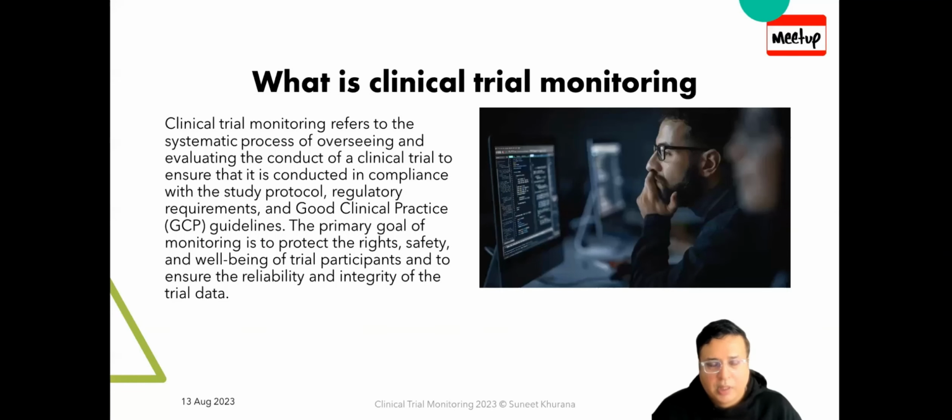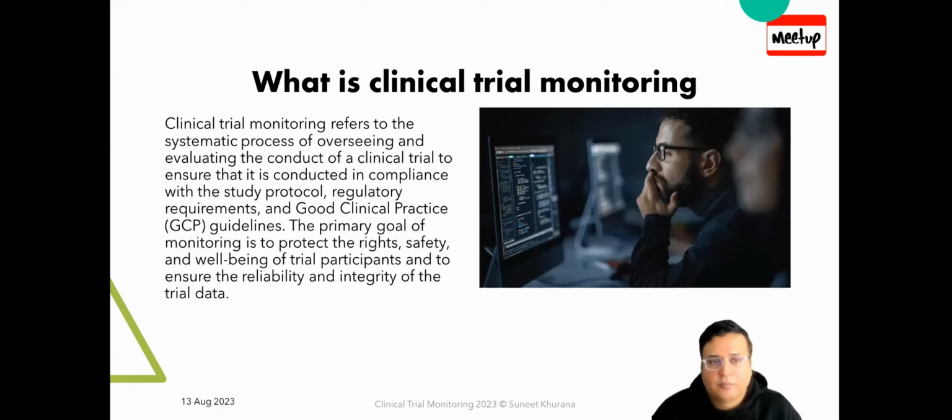So, trial monitoring refers to the systematic process of overseeing and evaluating the conduct of a clinical trial to ensure that it is conducted in compliance with the protocol, regulatory requirements, and GCP. The primary goal of monitoring is to protect the rights, safety, and well-being of trial participants and to ensure the reliability and integrity of the trial data. So this is the official definition.